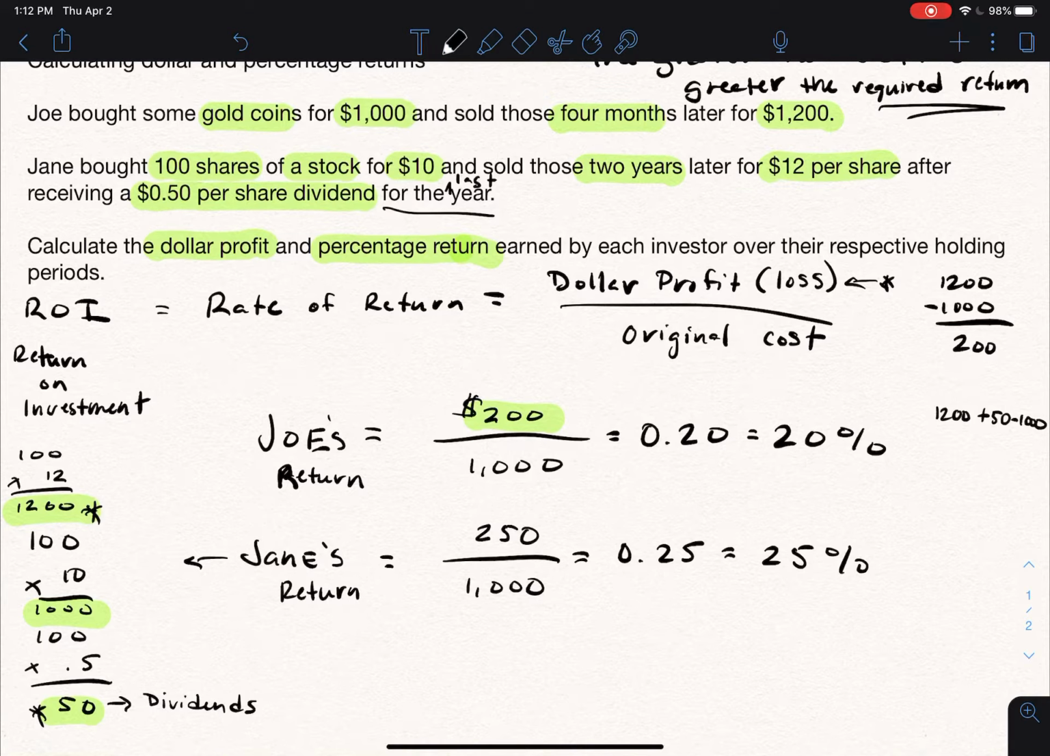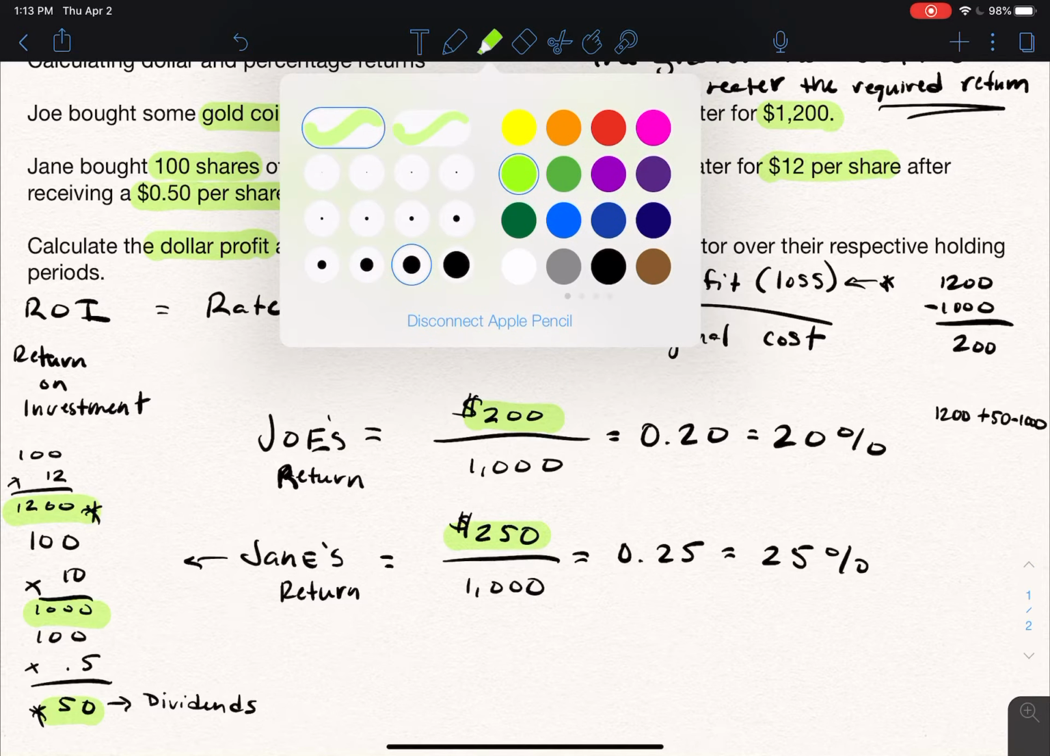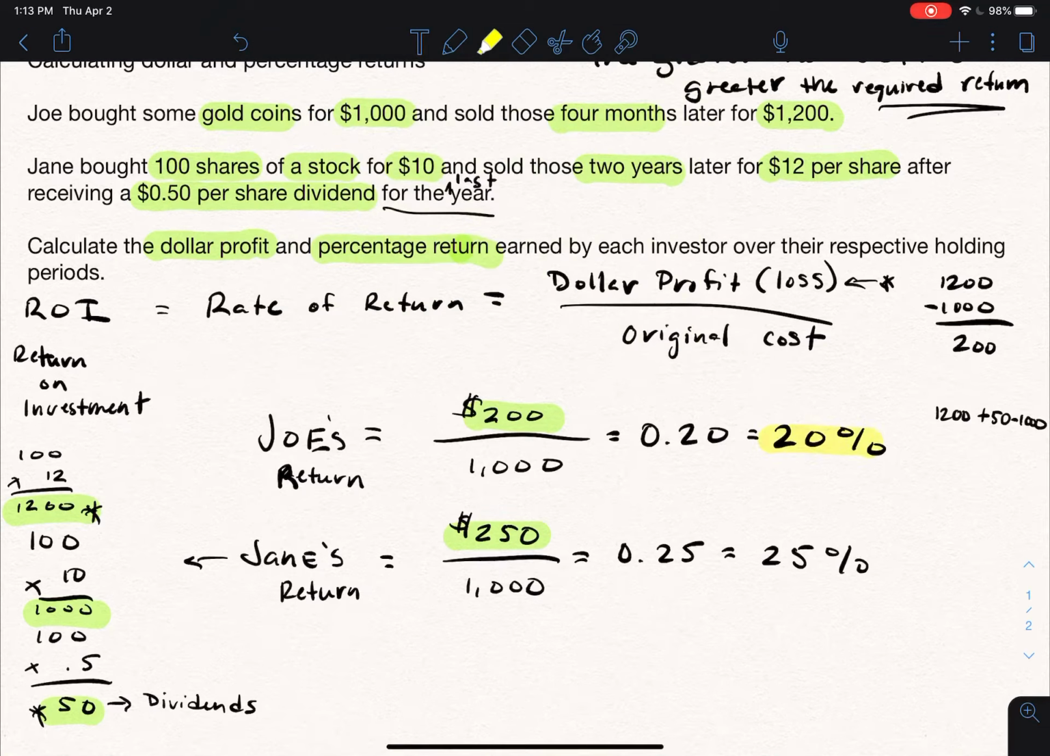Okay. Jane made a $250 profit. And that translates to a 20% return overall for Joe and a 25% return overall for Jane. Now, some of you might say, great, let's move on to the next question. And then some of you may realize that there's an issue here. Because right now, what this problem has led us to believe is that Jane was the better investor.